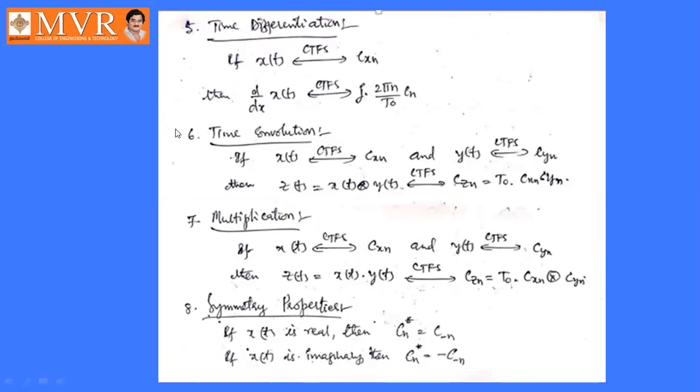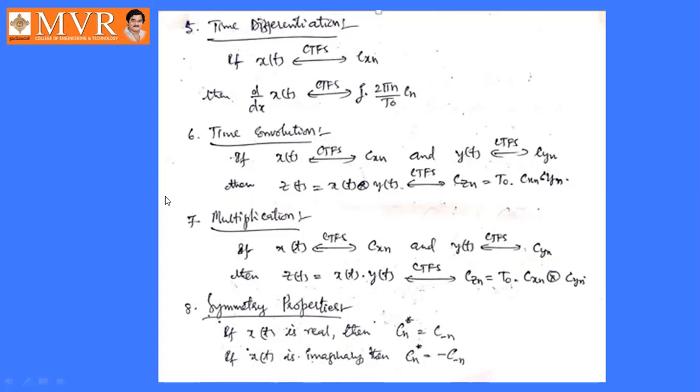Next property is the time convolution property. If the continuous time Fourier series of x of t is Cxn and the continuous time Fourier series of y of t is Cyn, then z of t is defined as x of t convolved with y of t. The continuous time Fourier series of x of t convolved with y of t will become T naught into Cxn into Cyn, that is nothing but Czn.